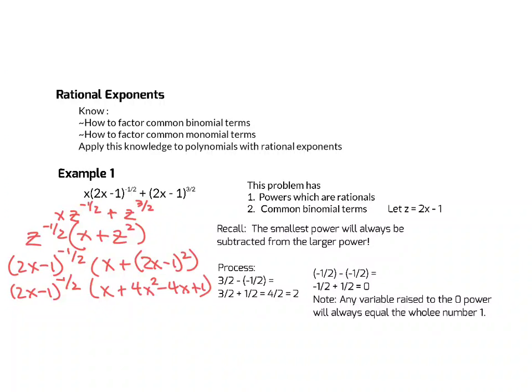Combine similar terms, and our answer will be 2x minus 1 raised to the negative 1/2, 4x squared minus 3x plus 1.